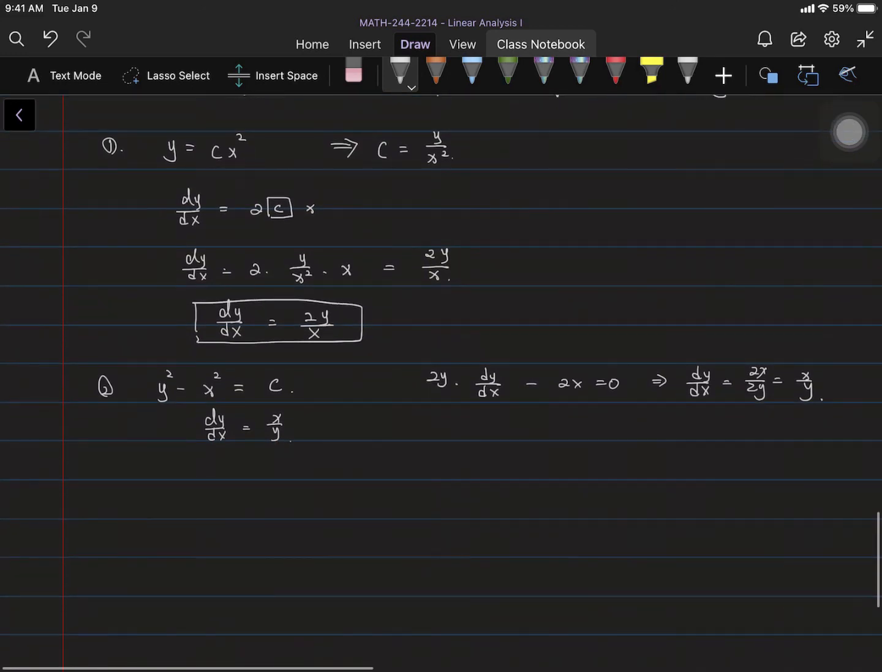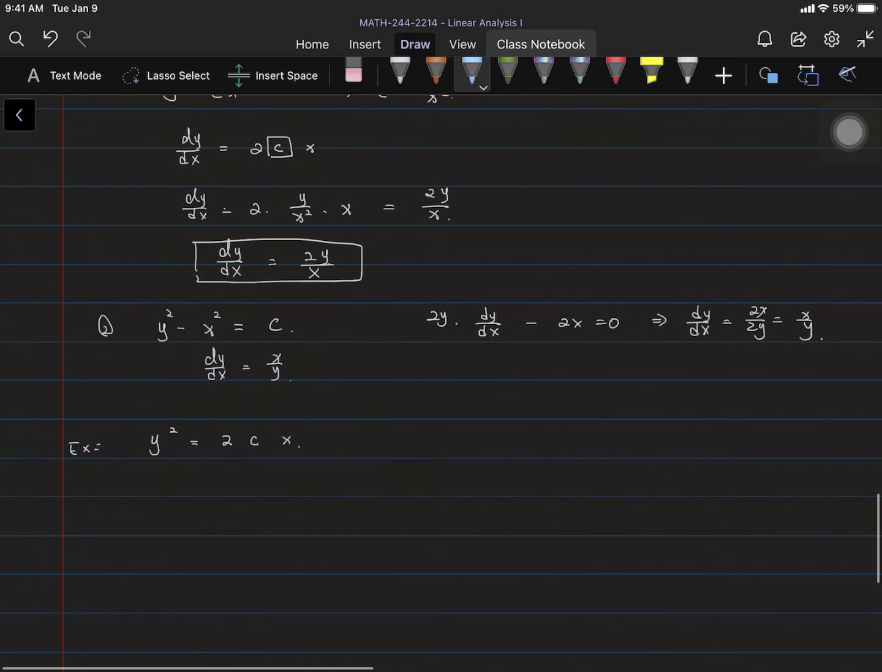So here you can try this exercise problem: y squared equals 2cx. Find the differential equation of this one. This is kind of like a combination of the first and second in the examples. Here's the solution.